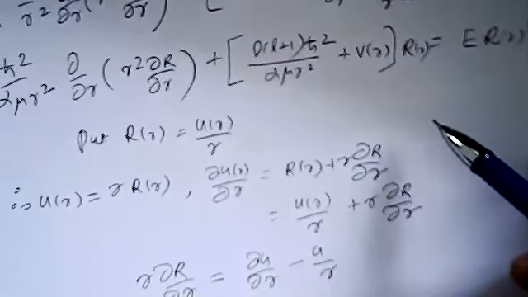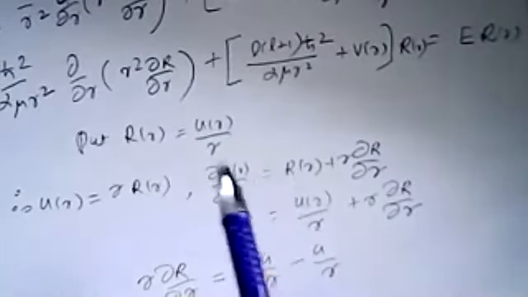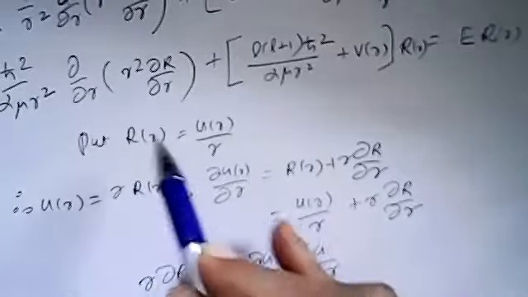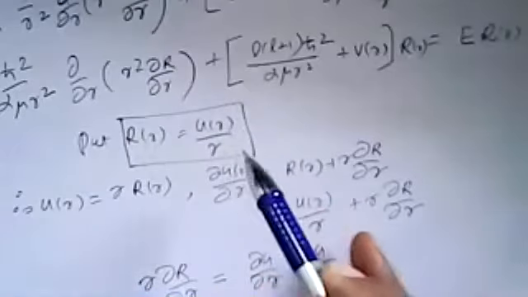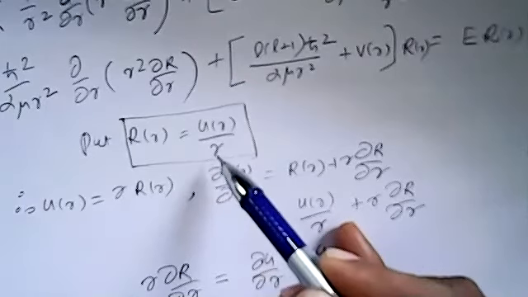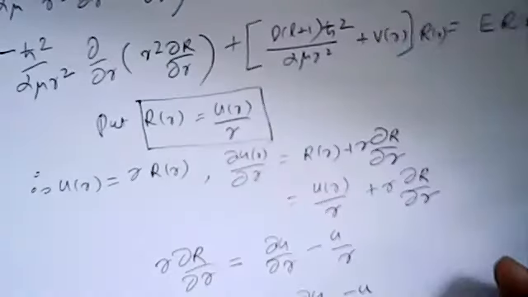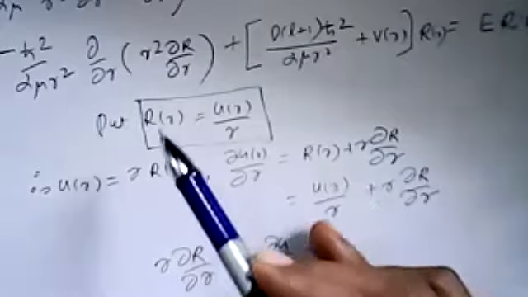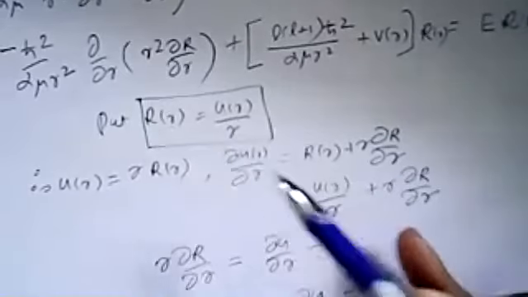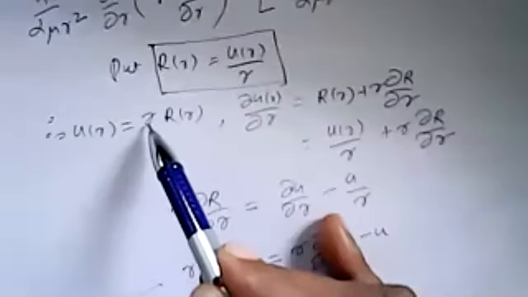Now we have to get some idea from this equation. For that, you put capital R equal to another function, small u of r divided by small r. If you substitute like this, you can simplify this equation a lot. So capital R you can write as u by r, or you can take u equal to small r into capital R.